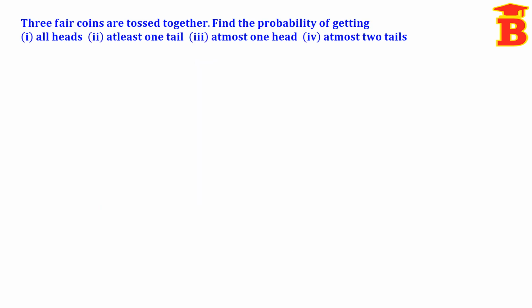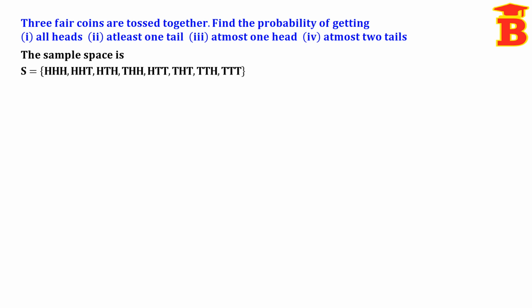Next problem. 3 fair coins are tossed together. Find the probability of getting: first subdivision, all heads; second subdivision, at least one tail; third subdivision, at most one head; fourth subdivision, at most two tails. Here given 3 coins are tossed. So we know the 8 possibilities. Write the sample space S equal to all the 8 possibilities. Therefore n(S) equal to 8.